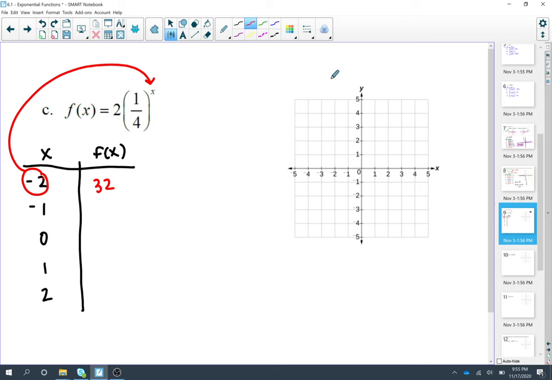So -2, 32, definitely not fitting on my graph. Then I'm going to substitute in -1, which is going to give me 8. So -1, 8, I can pretend and put that up there. 0 is going to get me 2. 1, when I substitute in, is going to get me 0.5.